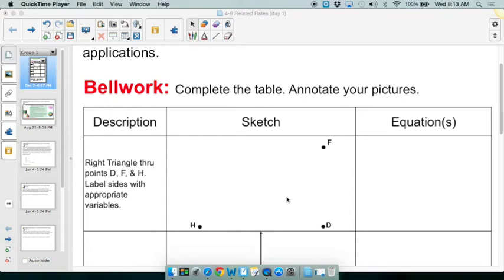Sketch, appropriate label, appropriate annotation. Which means we gotta get this on our screen.